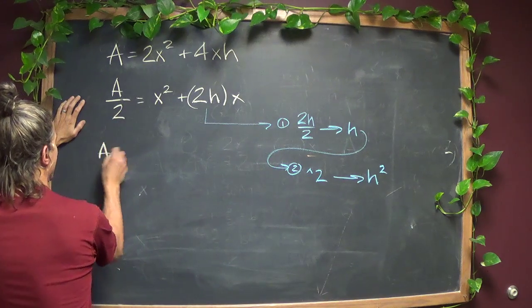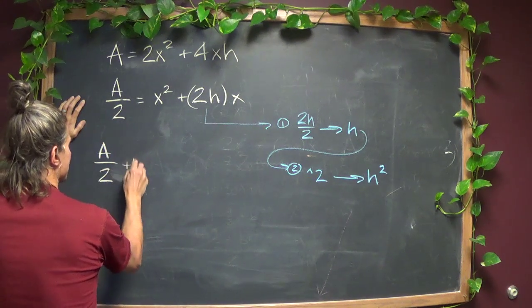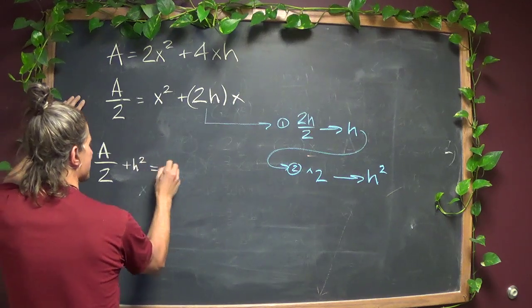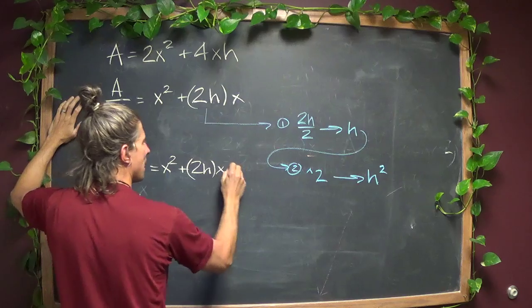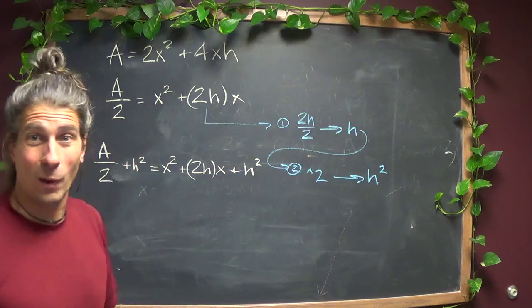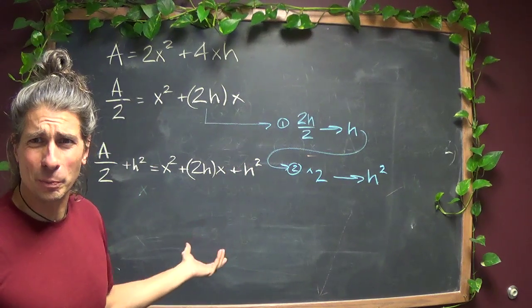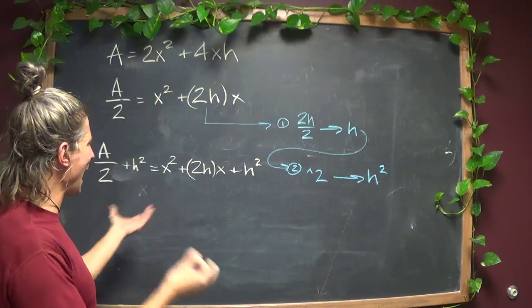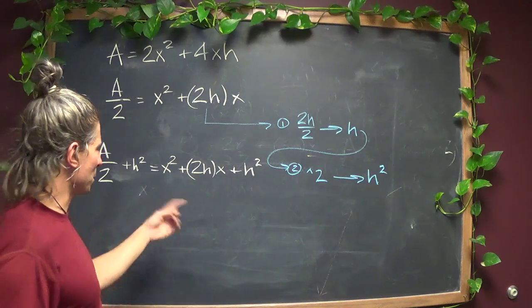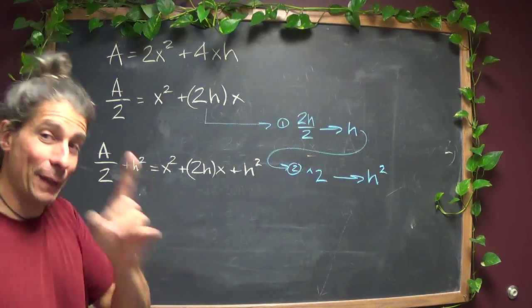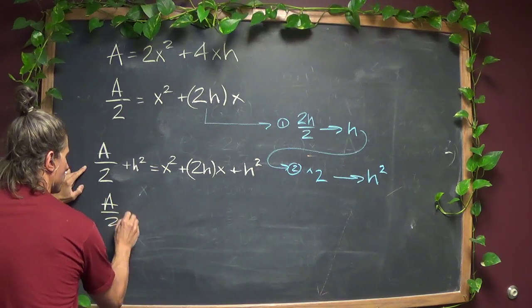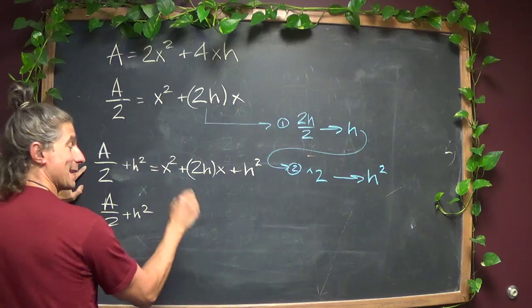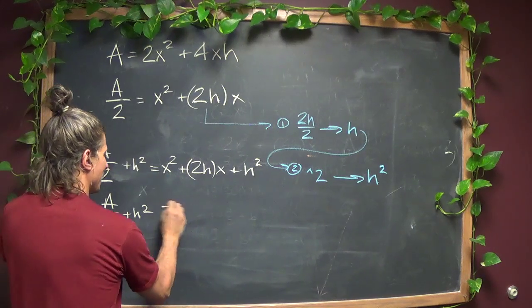So this side you have a over 2 plus h squared. On this side you have x squared plus 2hx plus h squared. And you might be thinking to yourself, why in God's name would I do that? That doesn't make any sense. Why would I add that variable quantity to both sides? It looks worse than it did before now, except for the fact that this side is still a over 2 plus h squared.